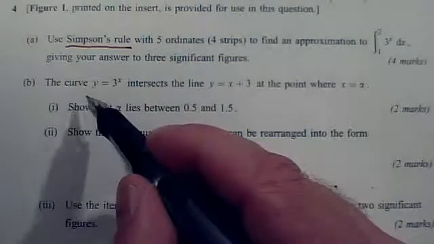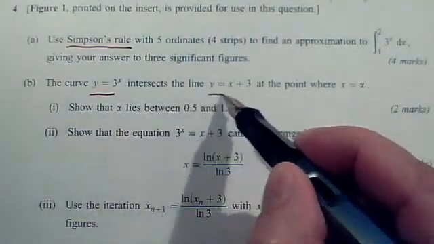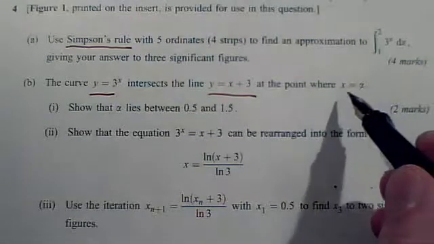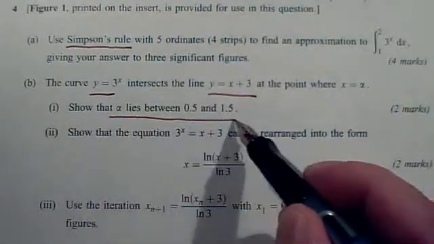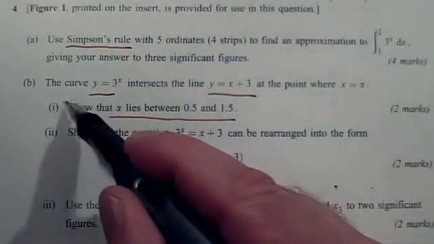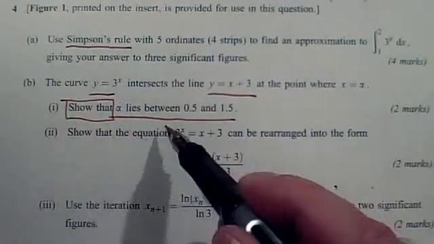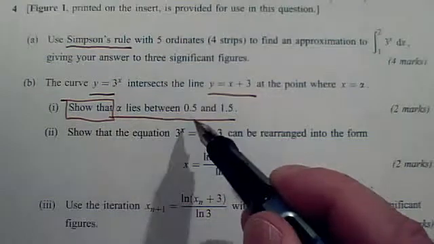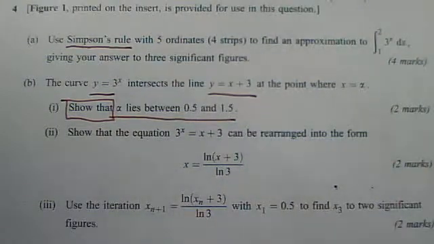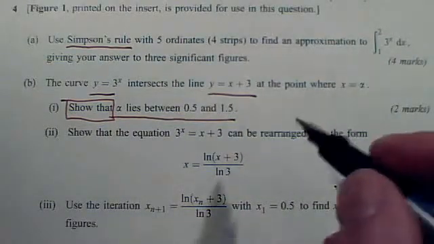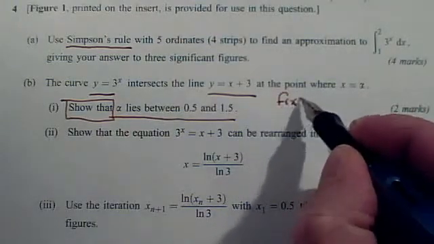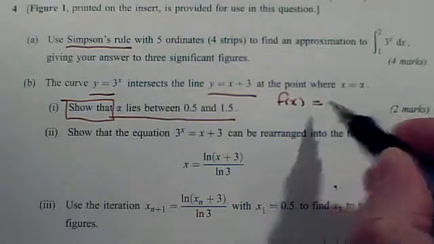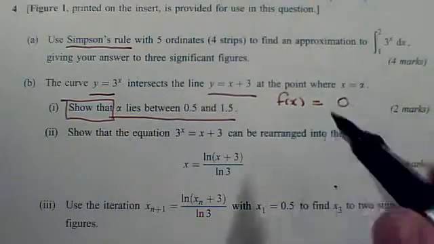So in part B, we've got a curve intersecting a line, and the point where that happens is when x is alpha, and we've got alpha between 0.5 and 1.5. It's a show that question, so we're going to end up by saying there's a root alpha between 0.5 and 1.5. And of course, for a root in a particular interval, it's the change of sign method. So you need an f of x that has got to equal 0. Where's that going to come from?